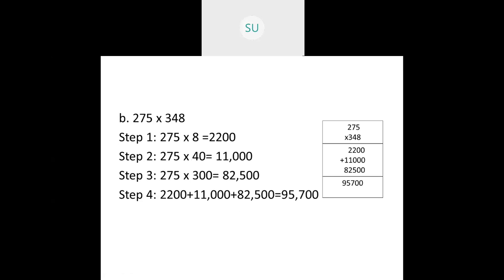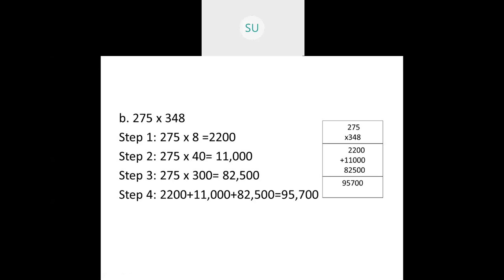275 into 348. Now both here are 3 digit numbers, right? So first write them in their place values, then you multiply 275 with 8 first. When you multiply 275 with 8, you get 2200. Then we'll multiply 275 with 40.